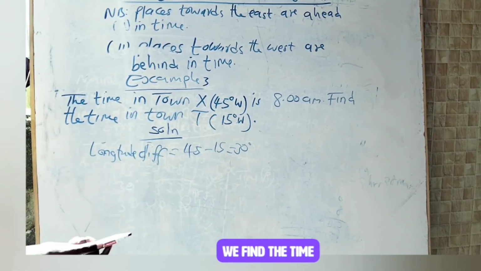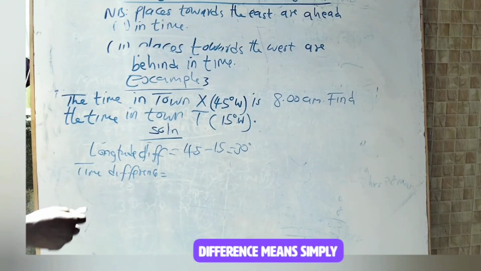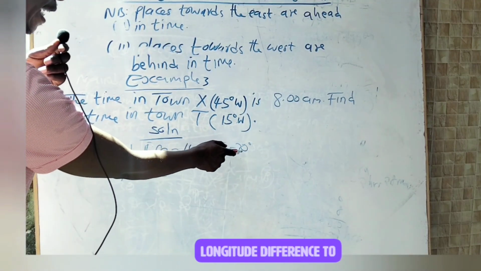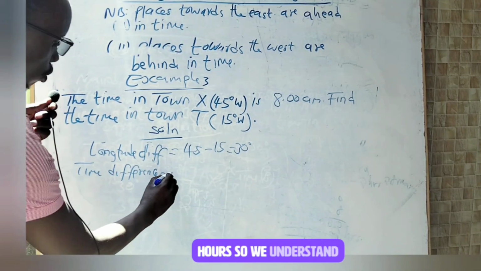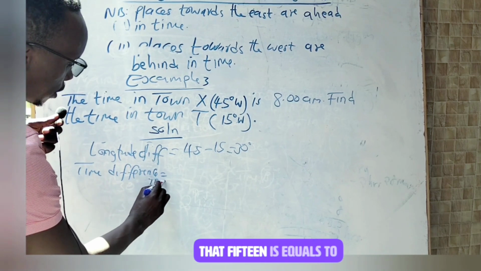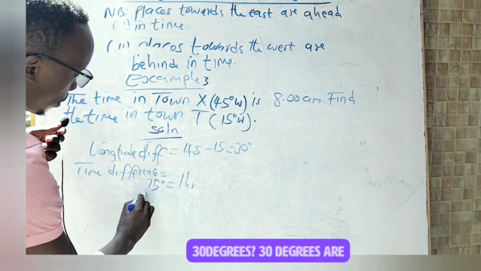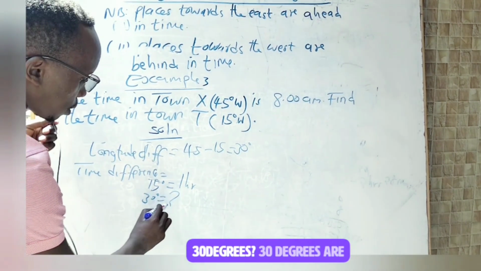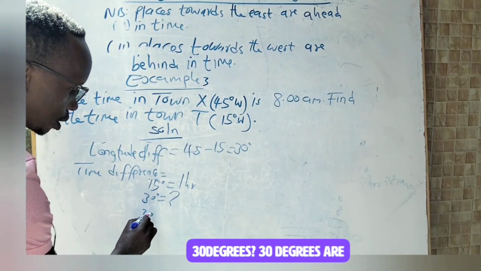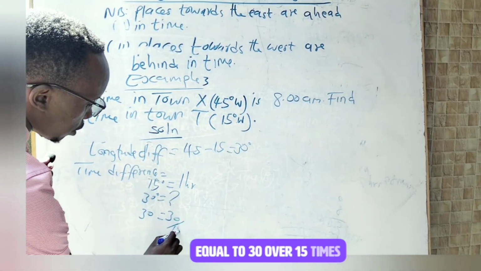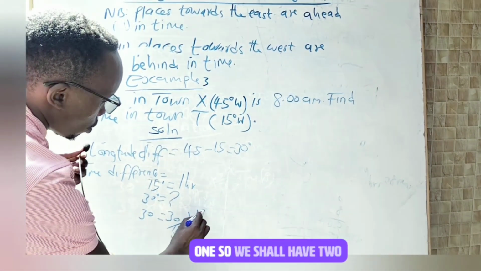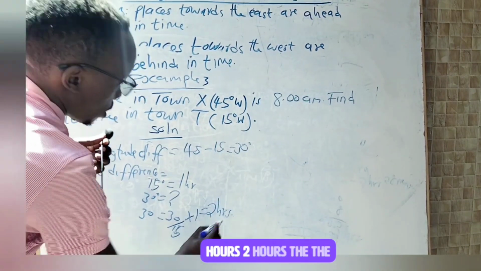Then we find the time difference. Time difference simply means converting the longitude difference to hours. So we understand that 15 degrees is equal to 1 hour. What about 30 degrees? 30 degrees is equal to 30 over 15 times 1. So we shall have 2 hours.